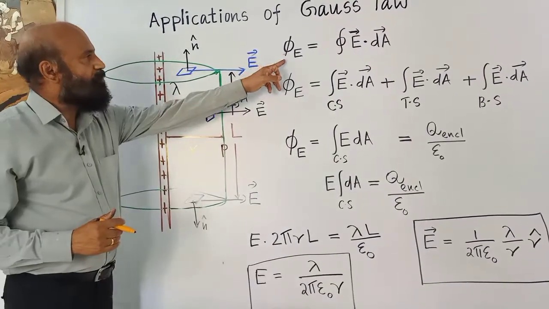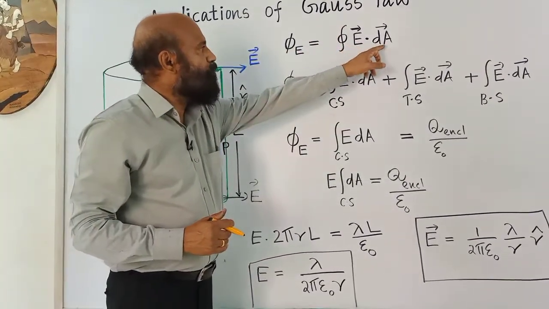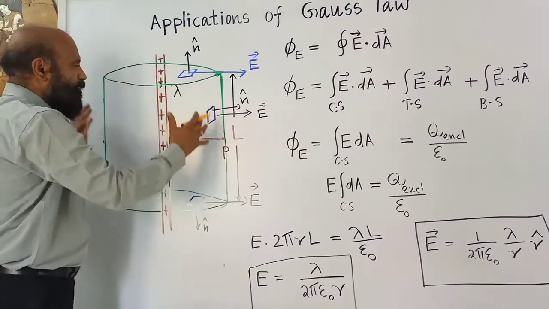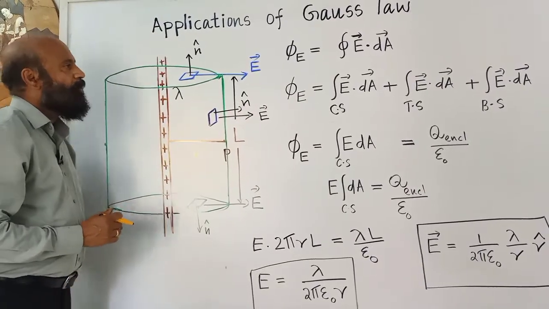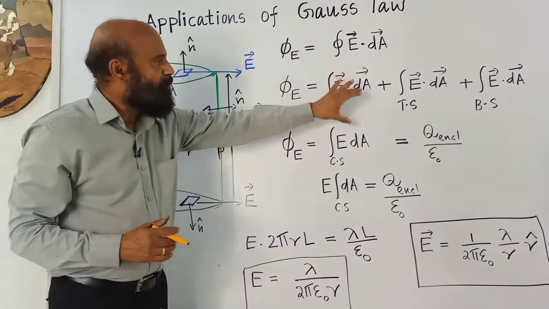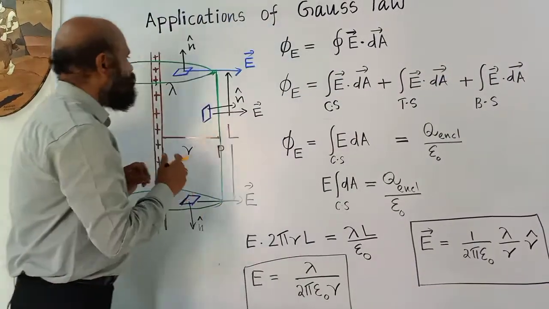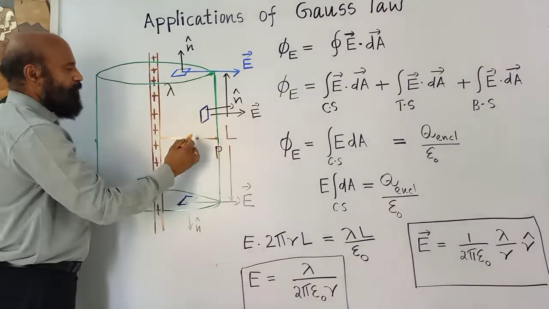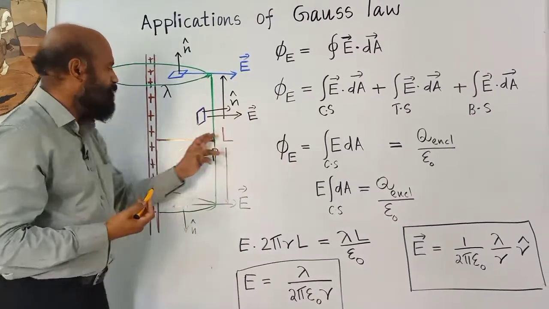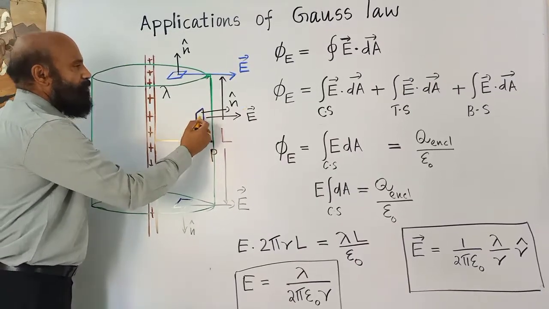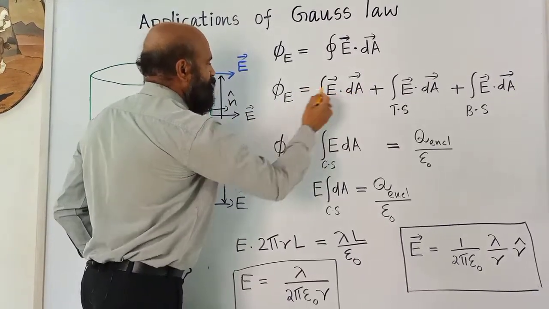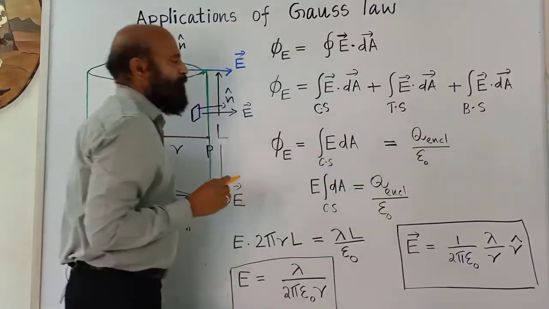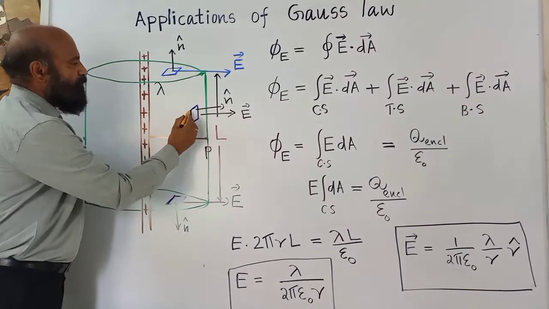So total flux is the integral of E vector dot dA vector. Then the circle shows integration is to be done over the closed surface. Now this integral can be written as the sum of three integrals. So here top, bottom, then curved surface. So here curved surface, integral of E vector dot dA vector. Then this is top surface and this is bottom surface. Here you consider a small area.